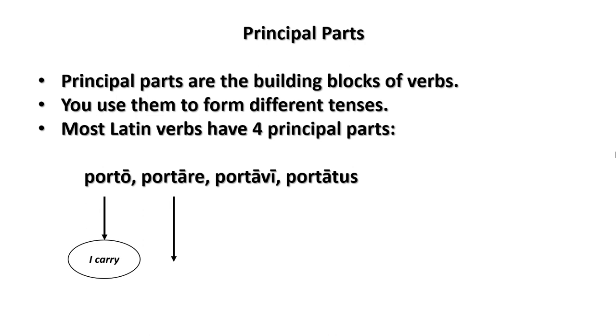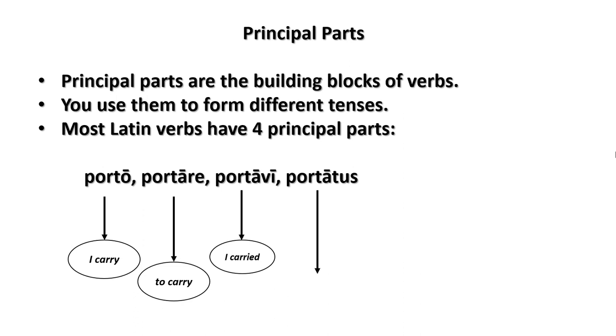The second principal part is what we call the infinitive, remember, and the second principal part would be the to carry form. The third principal part, notice how it has a V and it ends in a long I. That one would be translated as I carried. Hopefully you recognize that as perfect tense, first person, singular, or the I form. And finally, this fourth principal part would be translated carried.